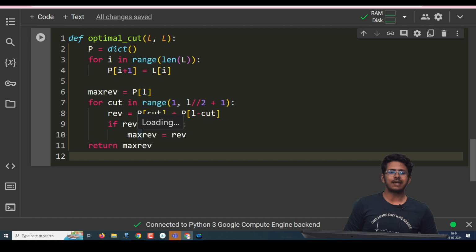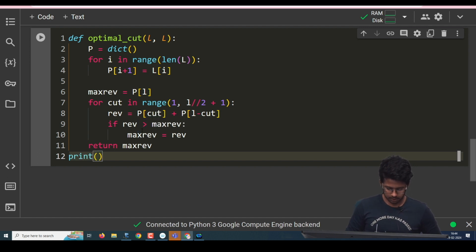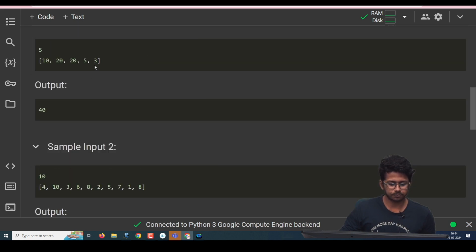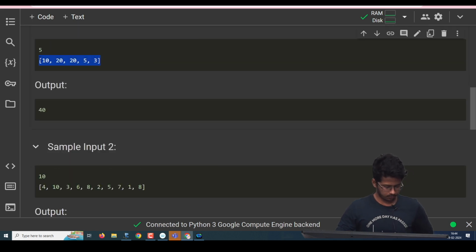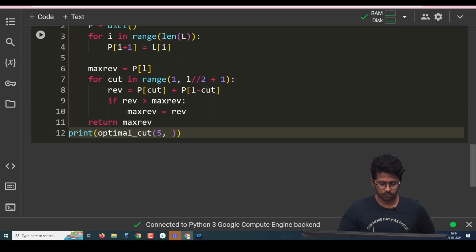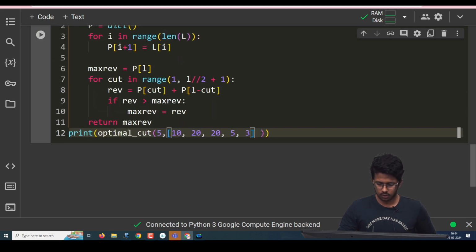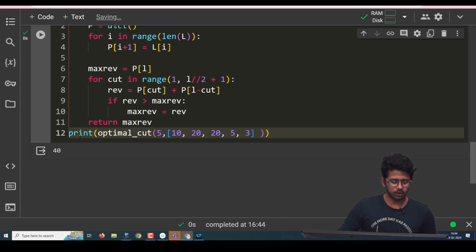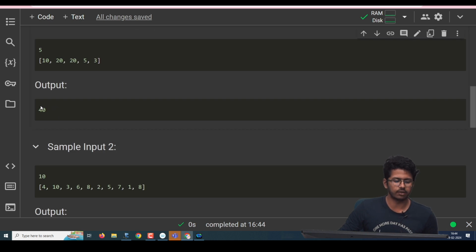So let us run this sample test case which is already provided. Print of optimal_cut, and your L is going to be 5, and the list, we'll just take it up from here. And let us run this code and get the output. So we get the output as 40, that is what is expected by the given sample output as well. So that will be the solution to this problem.